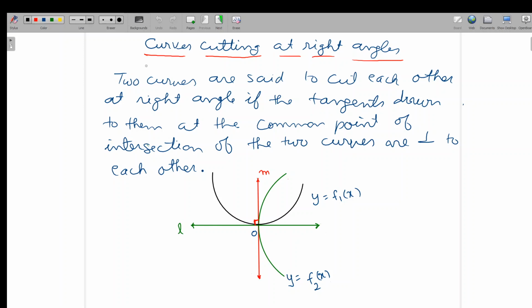Orthogonal curves. Now we learn about curves cutting at right angles. Two curves are said to cut each other at right angle if the tangents drawn to them at the common point of intersection of the two curves are perpendicular to each other.